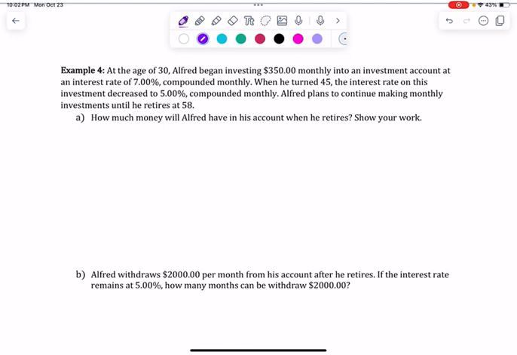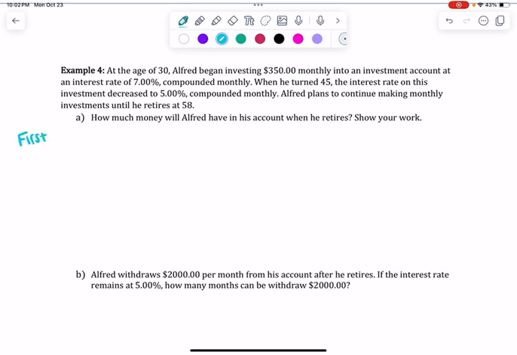So we're actually going to have to split this TVM calculation into 2 parts. Part 1 is from when Alfred is 30 all the way until he's 45, when the interest rate is 7%. And then part 2 from when he's 45 all the way until he retires at 58, when that interest rate is 5%. So we're going to have to do this in 2 segments. So I'm going to split that up, and here's my first segment.